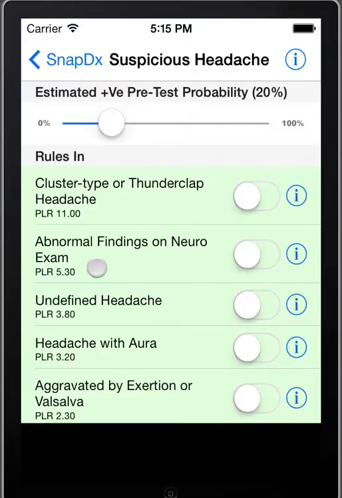So in this case, let's assume that the patient presented with a thunderclap headache, which has a high likelihood ratio of 11. And suppose this is positive, in which case the app gives you a post-test probability of this headache being suspicious of about 73%. So if you were wondering about whether you should order further imaging for this patient, the answer would be yes.